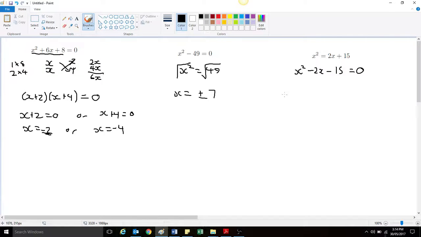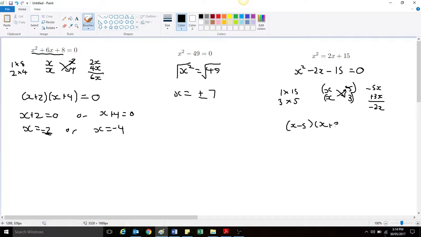So we're looking at minus 15. Our multiples of 15 are 1 times 15 and 3 times 5. And we're looking for two numbers that are going to add up to minus 2. Okay, so let's investigate. It's going to be 5 and 3, and one of them needs to be negative, and it's going to be the 5. So we're going to have minus 5x plus 3x. When we add them together, we get minus 2x. Okay, so this is our solution here. X take 5 times x plus 3 is equal to 0.